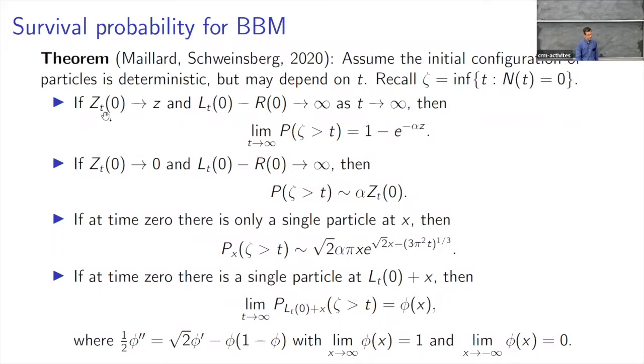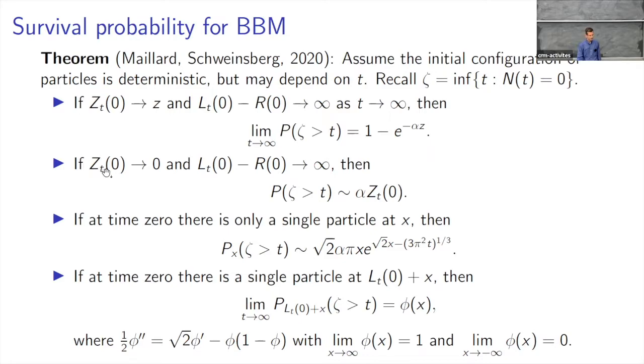So let's suppose first that Z_t(0), that's our measure of the size of the process at time 0, converges to some limit z. And we'll also assume that L_t(0) minus R(0) converges to infinity. So no particle can start out too close to the right boundary. Then the probability that the process survives for at least time t converges as t goes to infinity to 1 minus e to the minus alpha z. And that's just coming from the corresponding result for the continuous state branching process started from z.